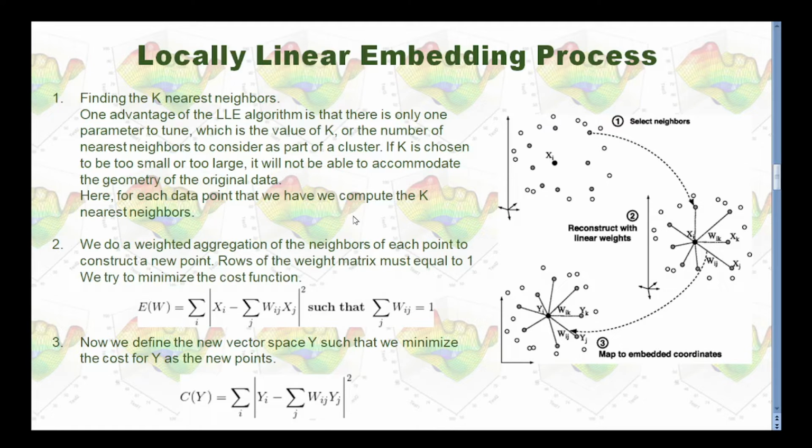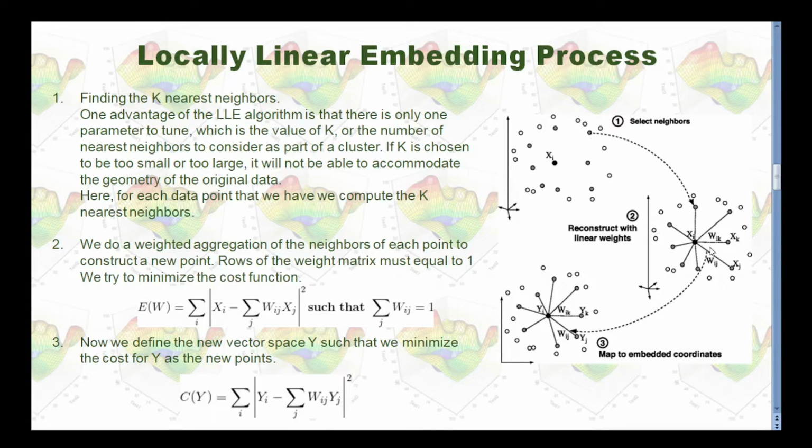Let's take a look at the LLE process. First, this is the same as the Isomap method. We find the k nearest neighbors. Remember, this k is very critical. If k is chosen to be too small or too large, it will not be able to accommodate the geometry of the original data.